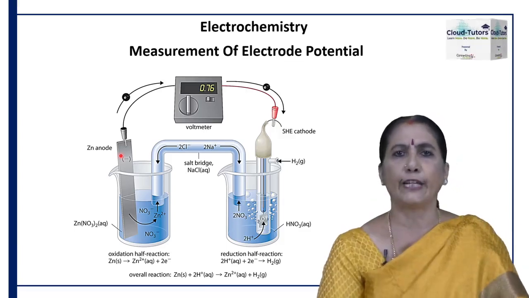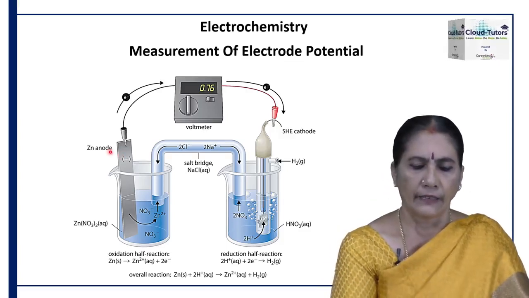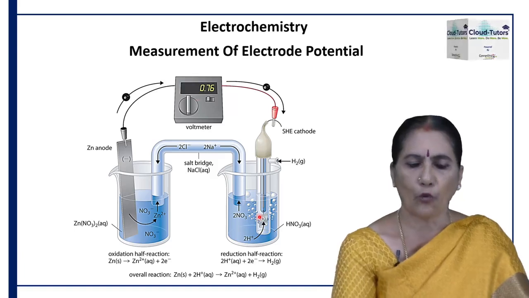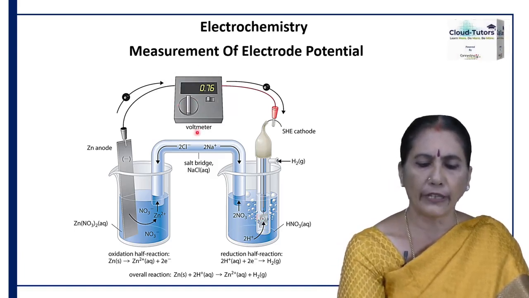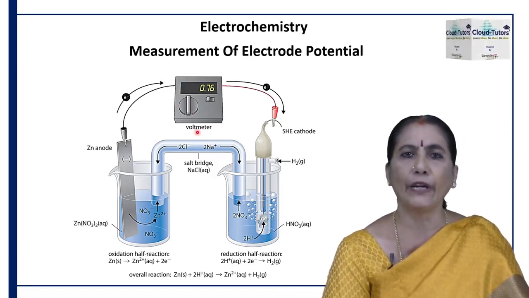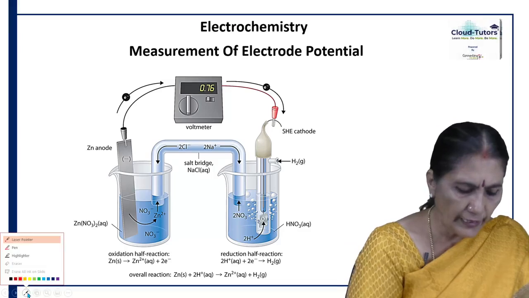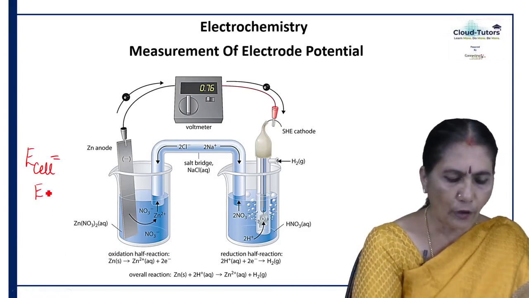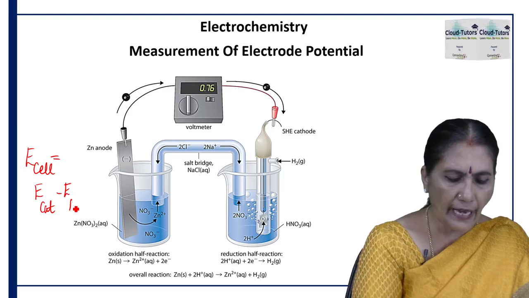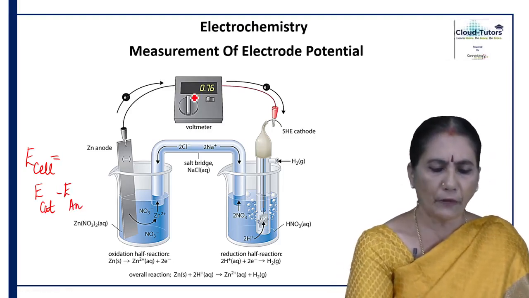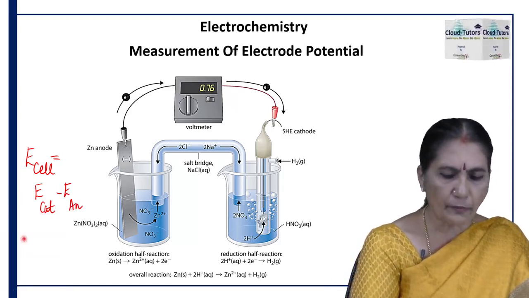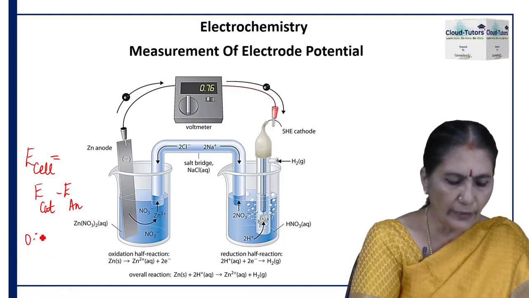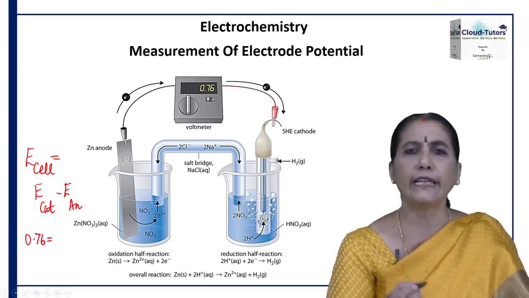Now when such a setup is done, zinc here is acting as anode and SHE is acting as cathode. Now what is the EMF that is noted in the voltmeter? It is equal to 0.76. So let me tell you, when I calculate E of the cell, I write the formula as E cathode minus E anode. Now the EMF of the entire cell, how much has it been determined? In the voltmeter reading you are able to see it is equal to 0.76. That means 0.76 is equal to E cathode minus E anode. What is the E cathode value?